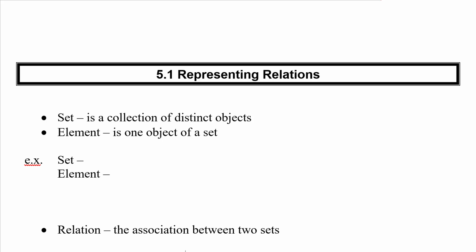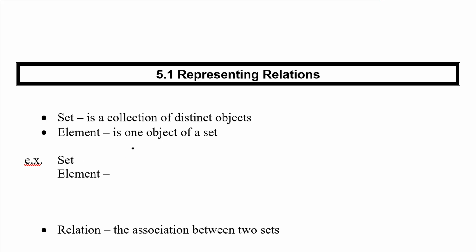So before we get into relations, we want to get a few terms down so we understand what we're talking about. First term we want to talk about is a set. We have a definition here. A set is a collection of distinct objects. So we're talking about things that are related to one another. And of course, an element is one of that set. It's one object in the set.